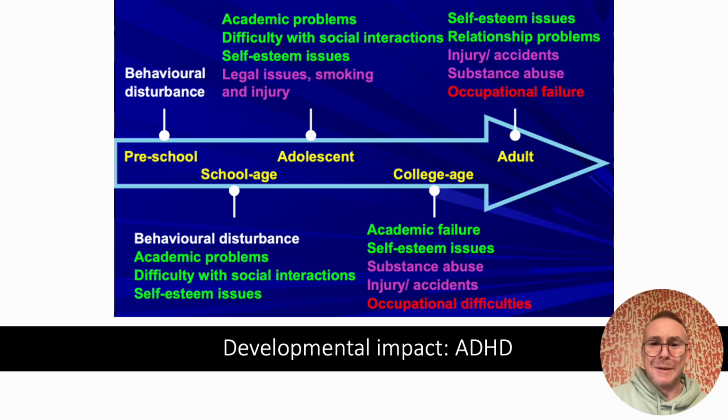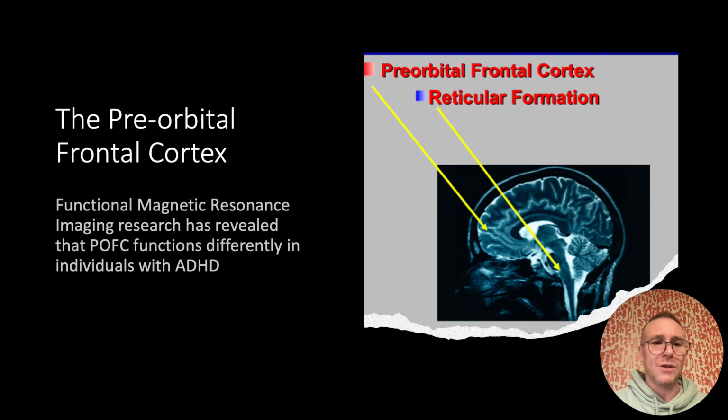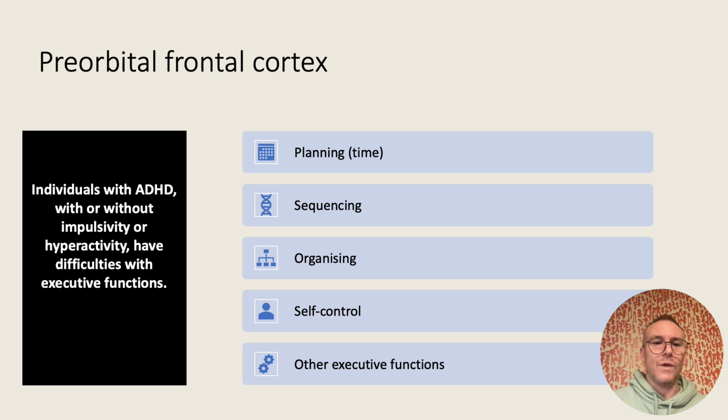So we're just going to look at a bit of science now, and we're going to dip into the orbital frontal cortex, and functional magnetic imaging research has revealed that the orbital frontal cortex does actually function differently in individuals that have ADHD, and this is what the orbital frontal cortex is kind of responsible for.